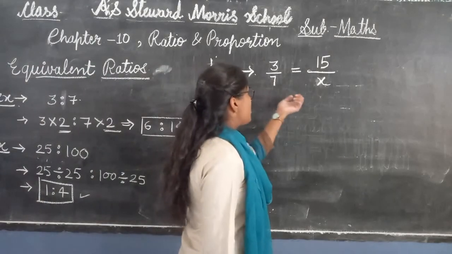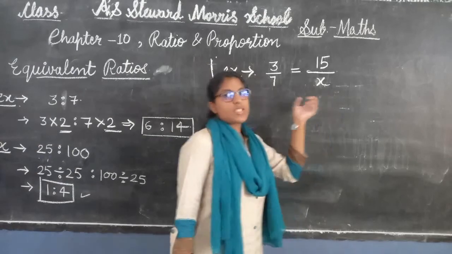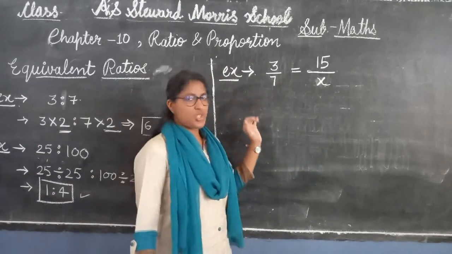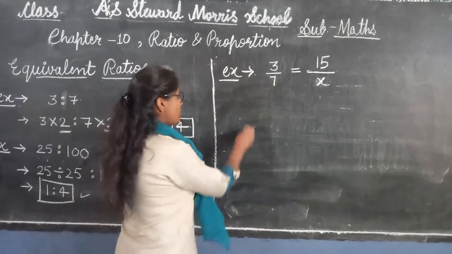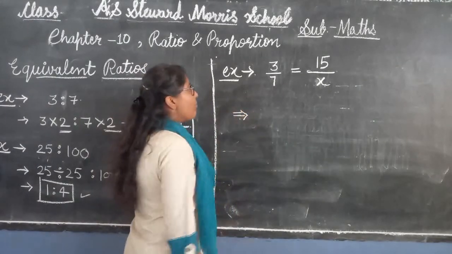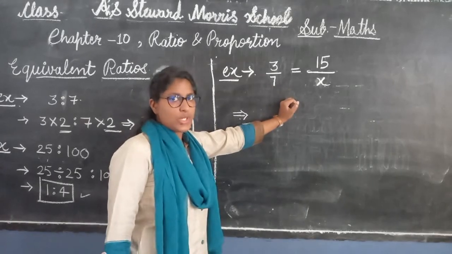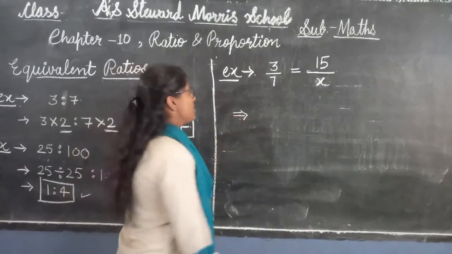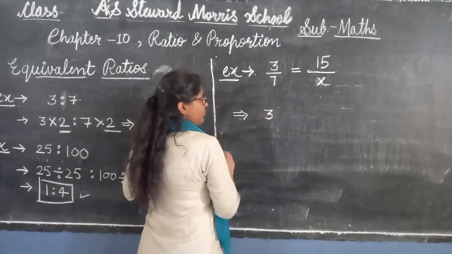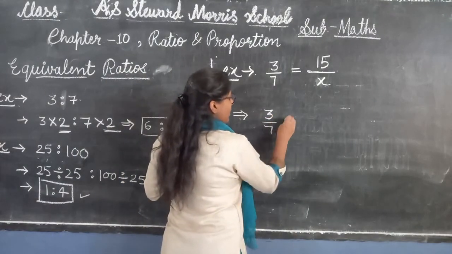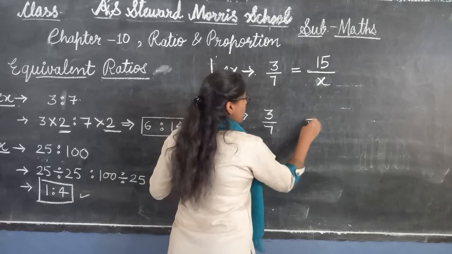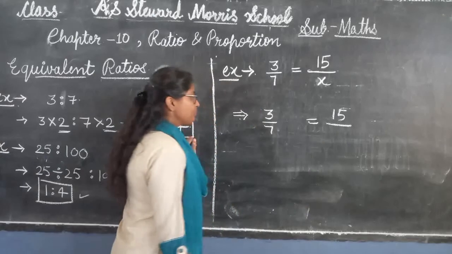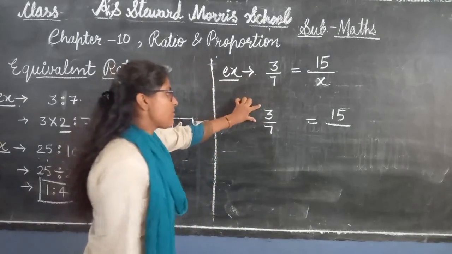Now see this question. 3 upon 7 is equal to 15 upon x. This type of question you see in chapter number 7, fractions also. How do you solve this question? By using cross multiplication you can solve, and by using the fraction concept also you can solve it. Just 3 upon 7, and here it is written 15 upon x. The missing term is here. Now you can find your answer.